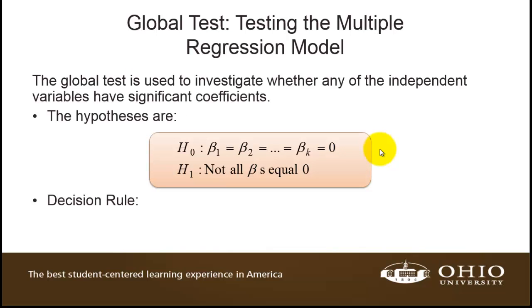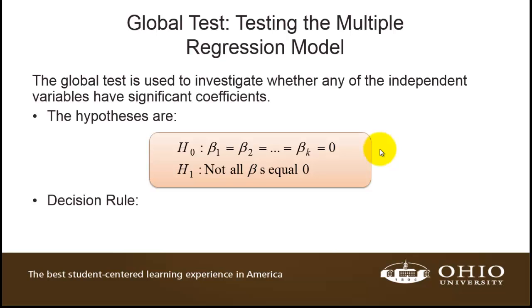Okay, as we talked about in the simple regression model, we have an F-test and we have a T-test. The F-test is called the global test. And what you're testing in the global test is the hypothesis that all of the coefficients for the independent variables are equal to 0. In other words, none of the independent variables are significantly related to the dependent variable, and there is no way to predict the value for the dependent variable based on the independent variables.